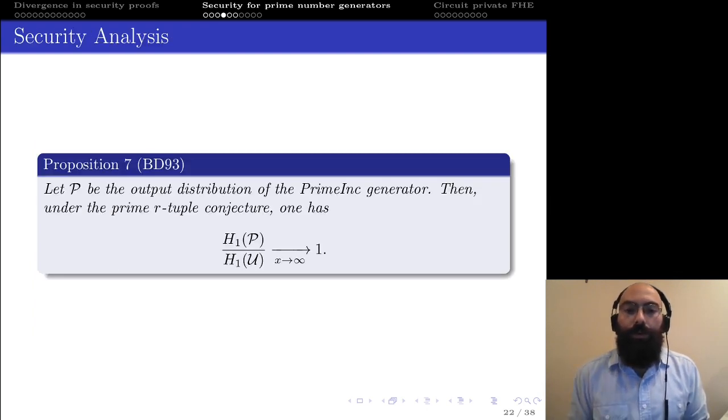So in the original paper, what they only showed is that under the prime r-tuple conjecture, which is the conjecture from number theory from Hardy and Littlewood, they showed that the entropy of their generator tends to the entropy of the uniform distribution when the parameter x tends to infinity. So that's a behavior that you want, but it's not enough to assess security.